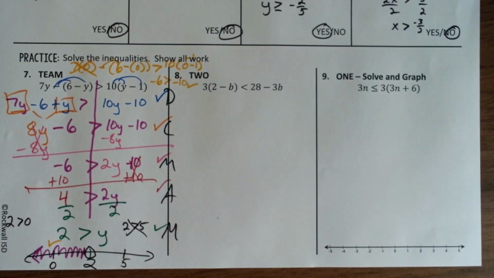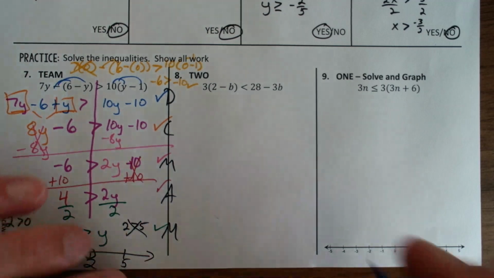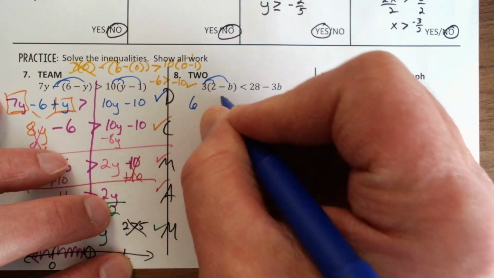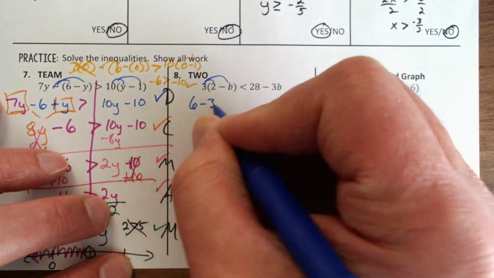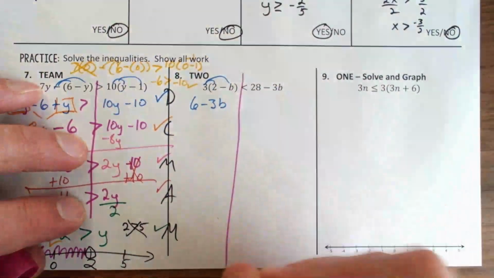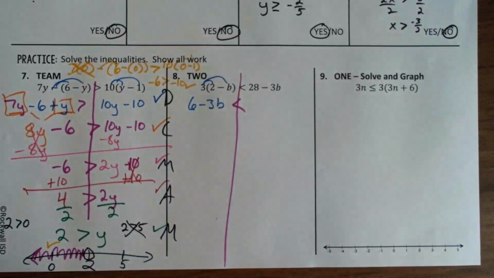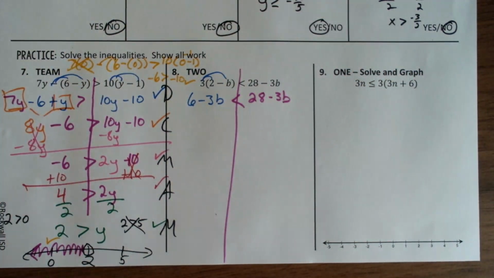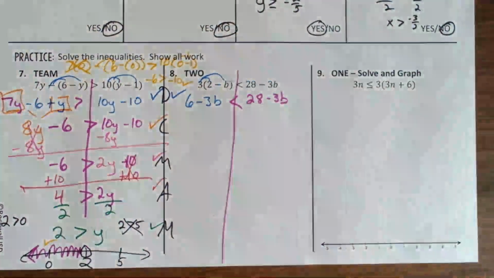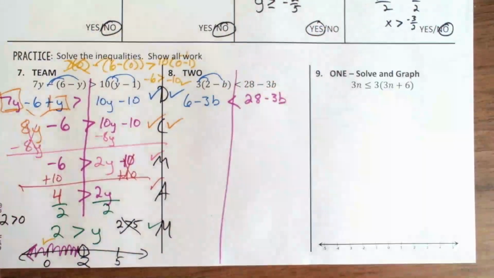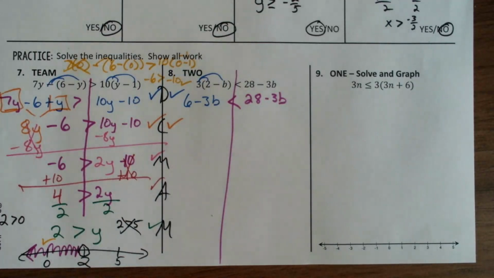All right, now working with a partner. Again, step number 1, distribute. I have parentheses. Let's distribute this out. 2 times 3 becomes 6, subtracted by negative 3b, is less than. There is no distributing on the other side, so that stays as 28 minus 3b. Awesome. Distributing, done. Bonus, there are no terms to combine, so combining like terms, done. Awesome. Let's move on.